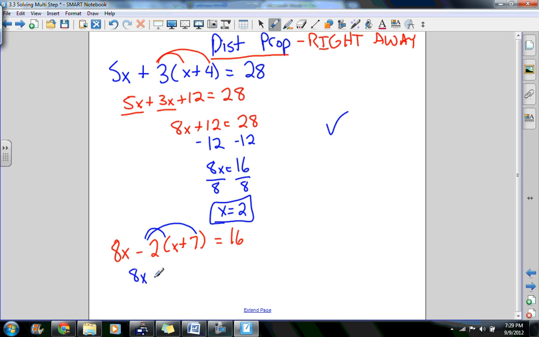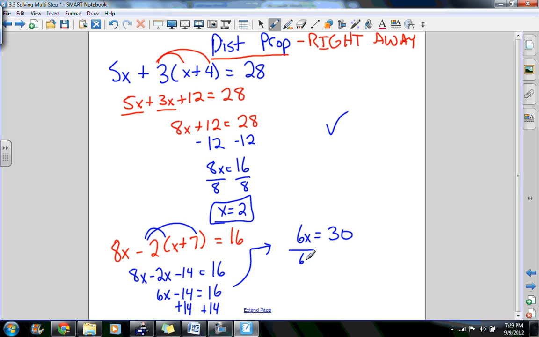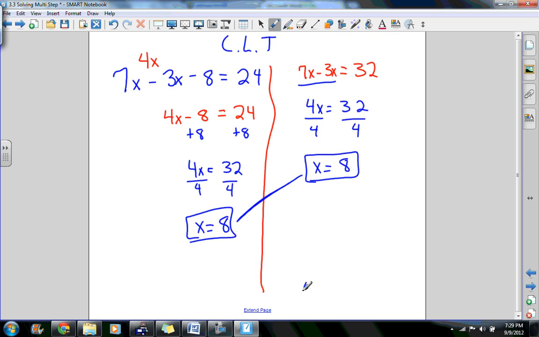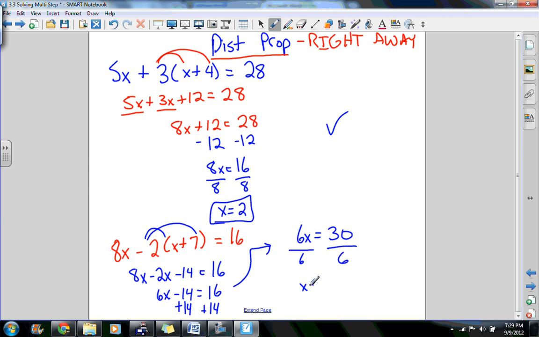So I get 8x minus 2x minus 14. If you made a mistake, it's probably right here. Equals 16. That gives me 6x minus 14 equals 16. I'm going to add 14 to both sides, and then I'm going to move it up here to the right. So I get 6x equals 30. I divide by 6. And I get x equals 5.